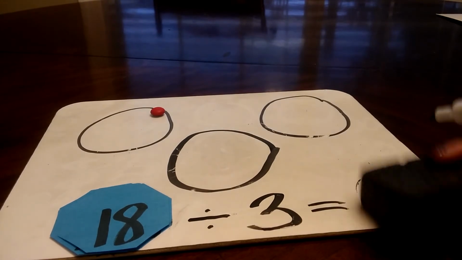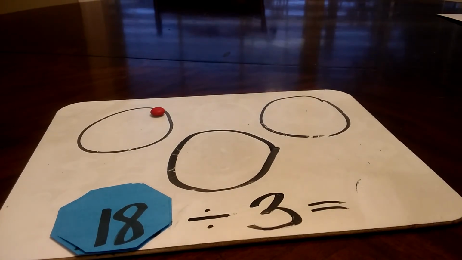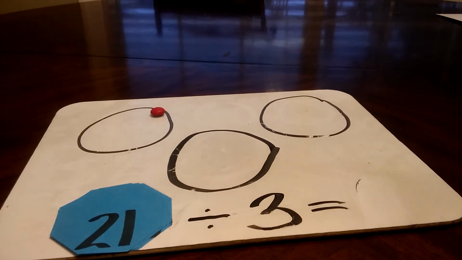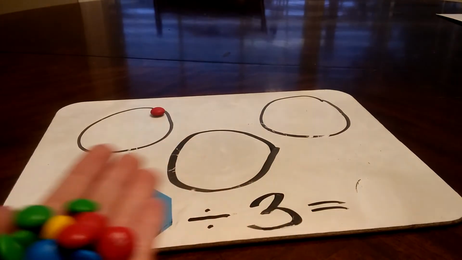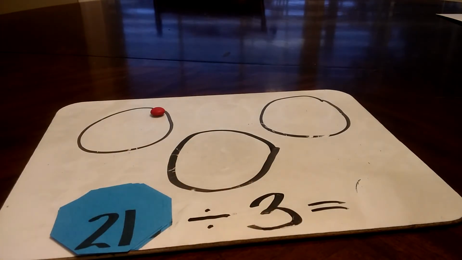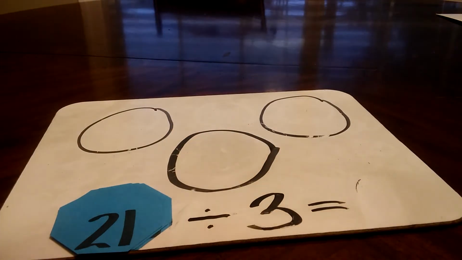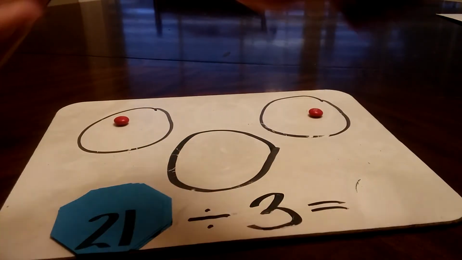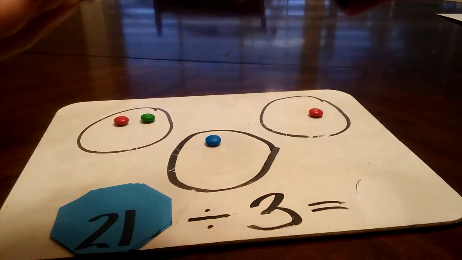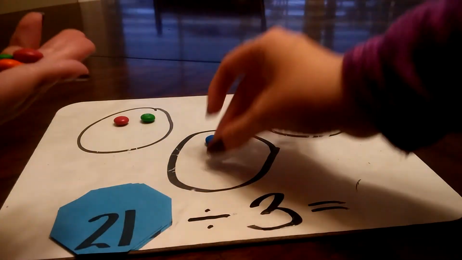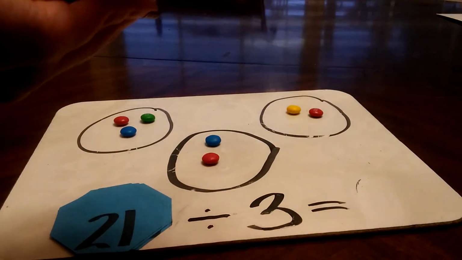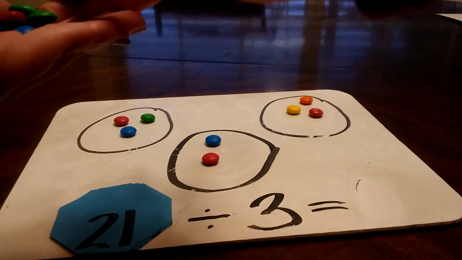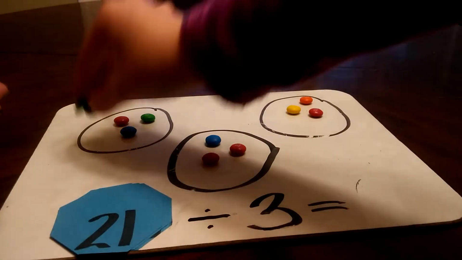So let's go ahead, and this time it's going to be 18. Sorry you guys, I said it was 18, but we had already done 18, so instead I have 21 now. 21 M&Ms, and we're going to do 21 divided, oops, I forgot one, 21 divided by 3. So we're going to put 1 in each group until we run out. I'll try to spread them out a little bit for you this time so it's easier for you to see.